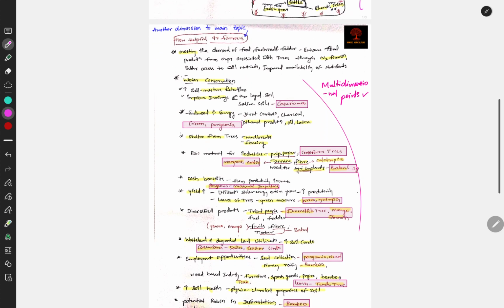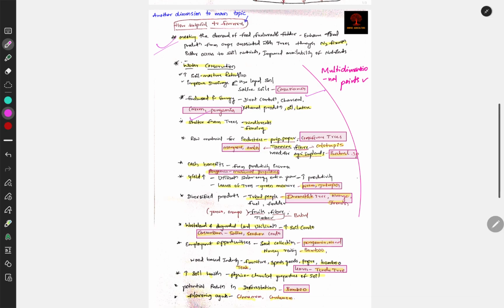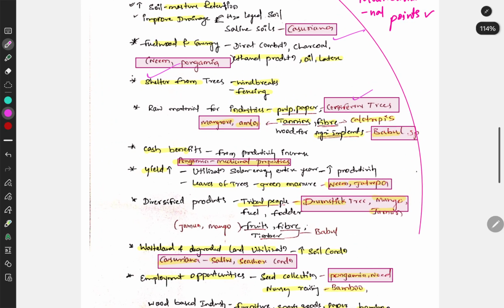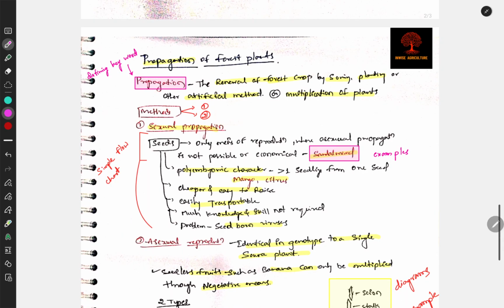Observe that. See how helpful the formulas and scientific names are, right? And I boxed it. During the last minute revision, I'm going to use these things. Got it? Same with the propagation of forest plants. Of course, I think 4 to 5 times they have asked this question. Propagation of the forestry species.